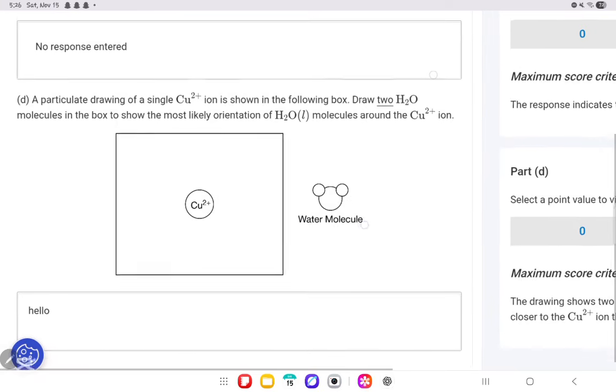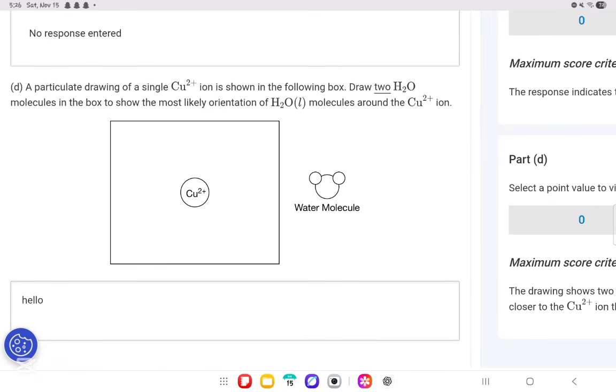Now, part D, what does it say? A particulate drawing of a single Cu2+ ion is shown in the following box. Draw two H2O molecules in the box to show the most likely orientation of the H2O liquid molecules around the Cu2+. Okay, so Cu2+ is positive. That means my two water molecules are going to be represented like this.